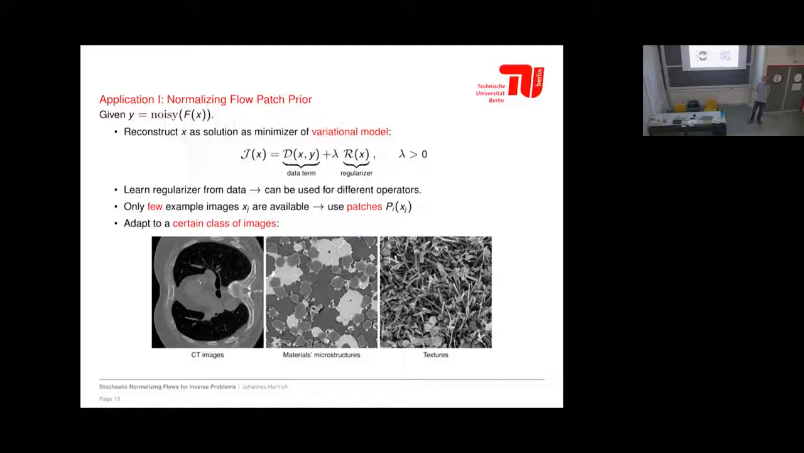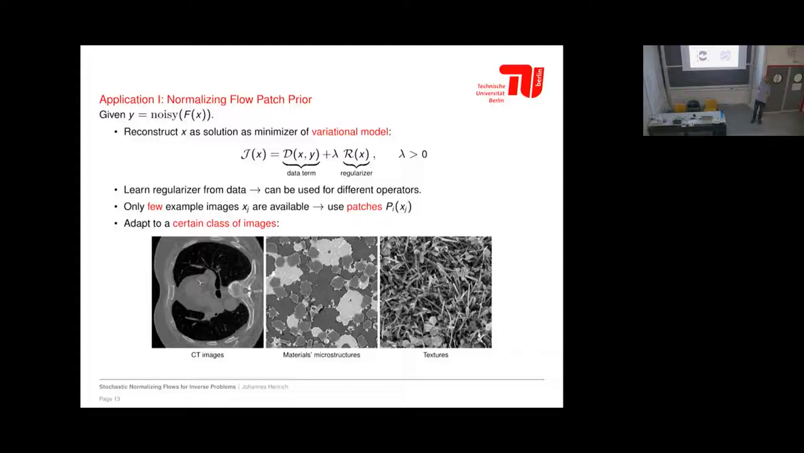And now we want to learn this regularizer from data, but we say we have only very, very few data given. So the idea is not to regularize the image itself, but to regularize small patches from the image. And further, we will also adapt to a certain class of images, namely CT images, material microstructures, or textures, which have a much easier structure of textures than natural images. And so how do we regularize the patches?